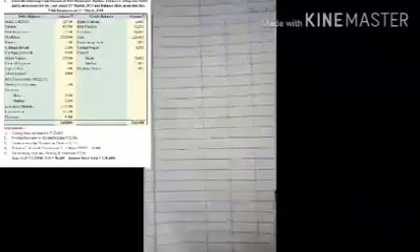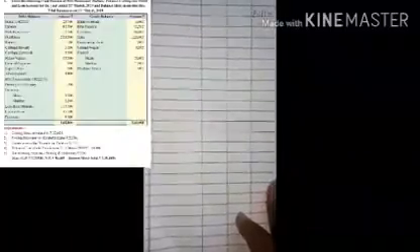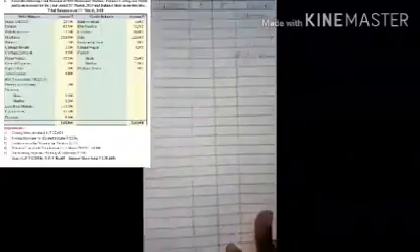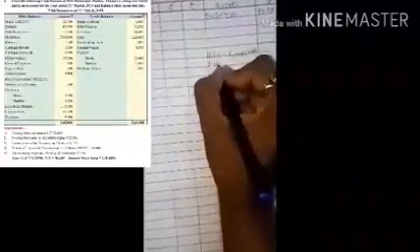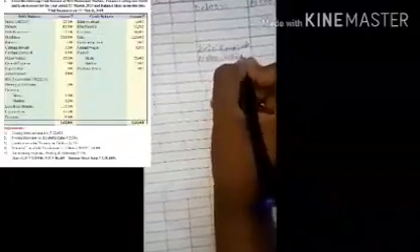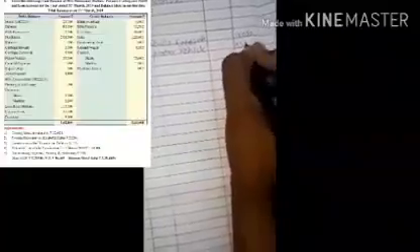Next item is motor vehicle. Motor vehicle is an asset, so it will go to the balance sheet asset side. Come to the balance sheet asset side, write down motor vehicle. Amount of motor vehicle is 55,000, directly in the outer column because it has no adjustment.